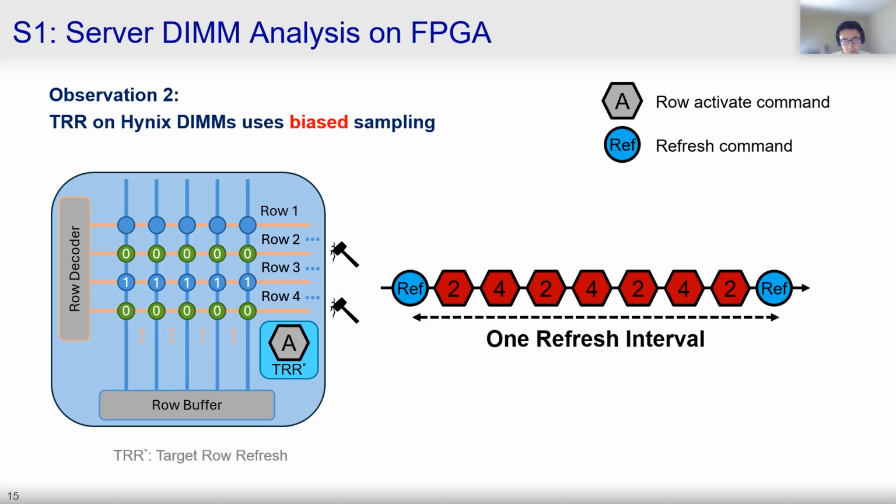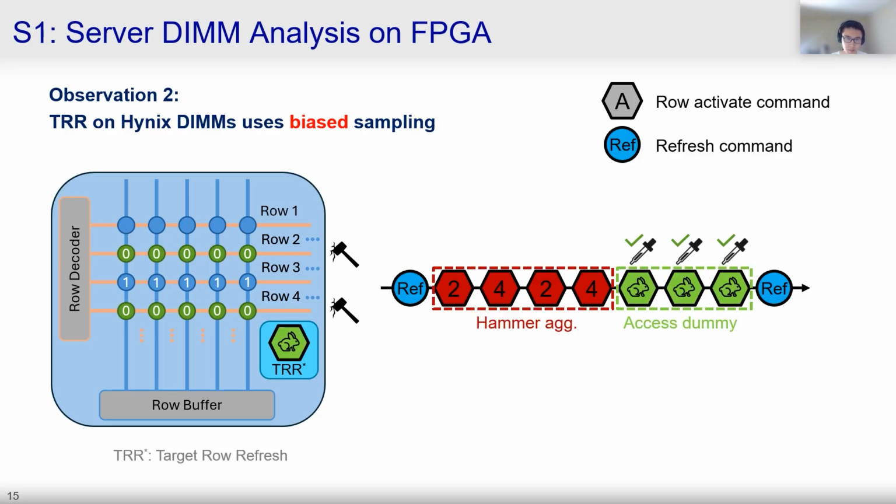However, we also observed that the TRR sampler on those Hynix DIMMs is actually biased. This means that the TRR logic is much more likely to sample the several row activate commands right before a refresh command. This is very bad from a defender's perspective, because a potential attacker can simply bypass the TRR by accessing a dummy row right before a refresh command. In this way, the TRR logic will only refresh the rows adjacent to the dummy row, which is not the real victim. And the real victim is likely to have bit flips.